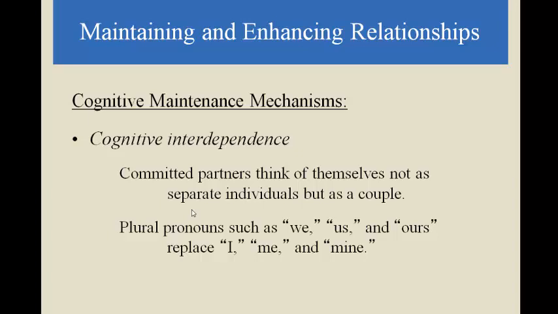Okay. Cognitive maintenance mechanisms. Ways of thinking that are helpful for satisfaction in relationships. First of all, cognitive interdependence. The cognitive bit means that it's part of your internal thought process. Interdependence means that you feel like yourself and your partner have a lot of overlap. So what we're saying here is that you think of yourselves as a couple.